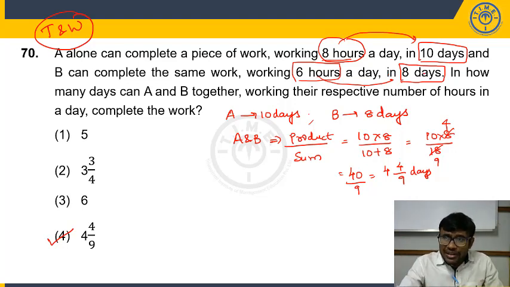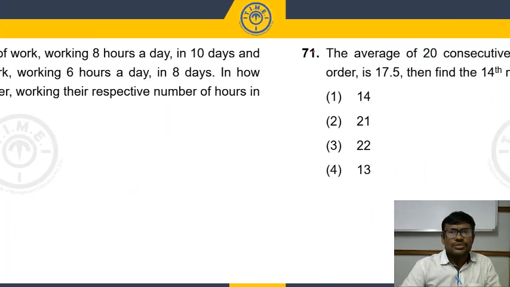But A is taking 10 days, B is taking 8 days. That is the only required thing for me. So the total time is the product by the sum, that is 10 into 8 by 10 plus 8, that is 4 by 9 days. So this 8 hours and 6 hours is just to confuse you. The paper setter wanted us to look at that 8 hours and 6 hours and waste our time. That is not required. Just with 10 days and 8 days, you can do your solution and get the answer. Your answer is option number 4. Is that clear? Now, let us get into the next question.